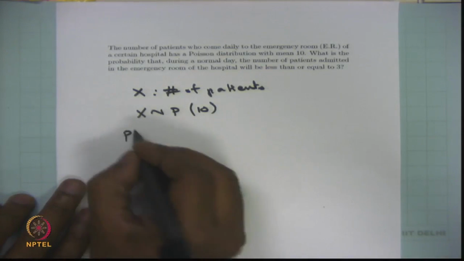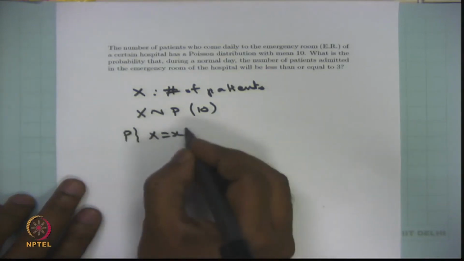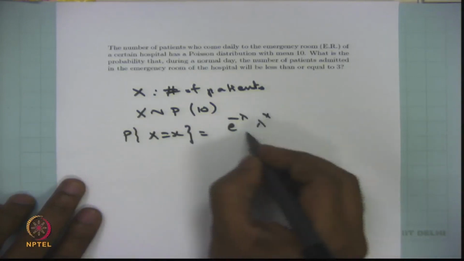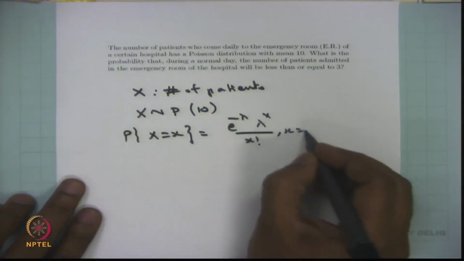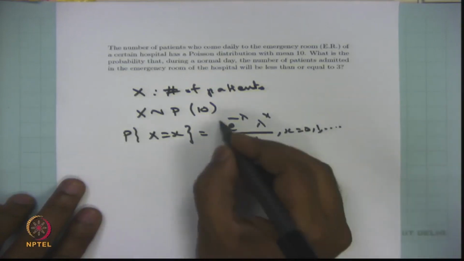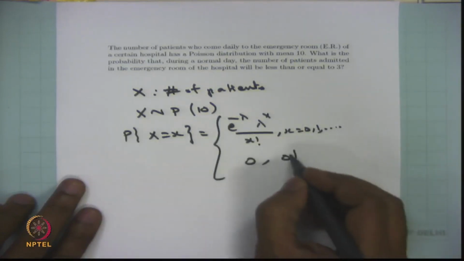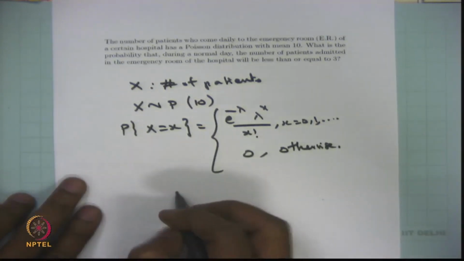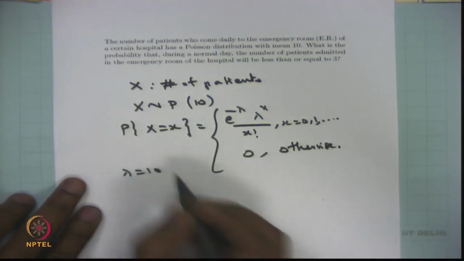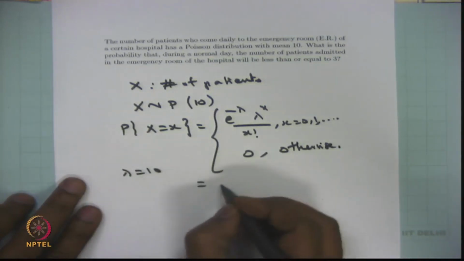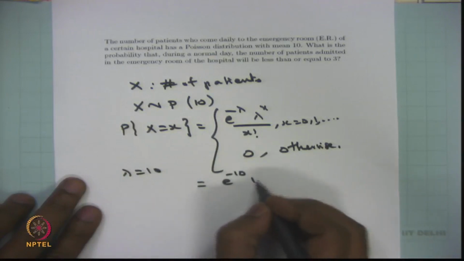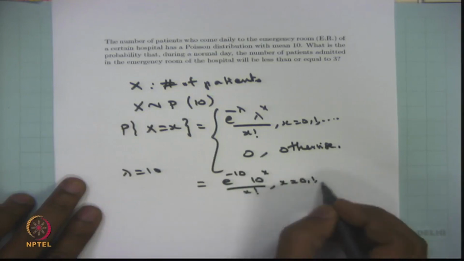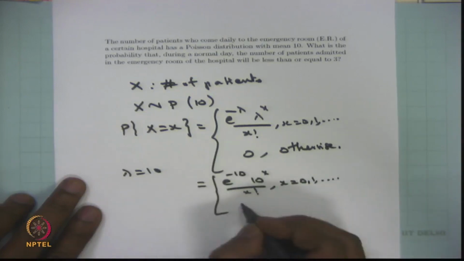Therefore, you can immediately write down the probability mass function of the Poisson distribution, that is e^(-lambda) lambda^x / x! when x takes the values 0, 1, 2 and so on, and 0 otherwise. This is the probability mass function. In this problem lambda is 10, so it is e^(-10) 10^x / x! when x takes the values 0, 1 and so on, otherwise 0.